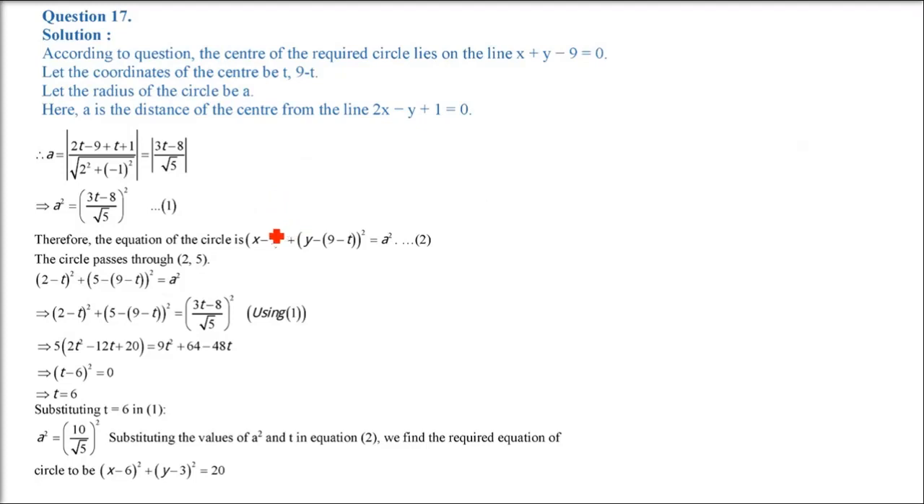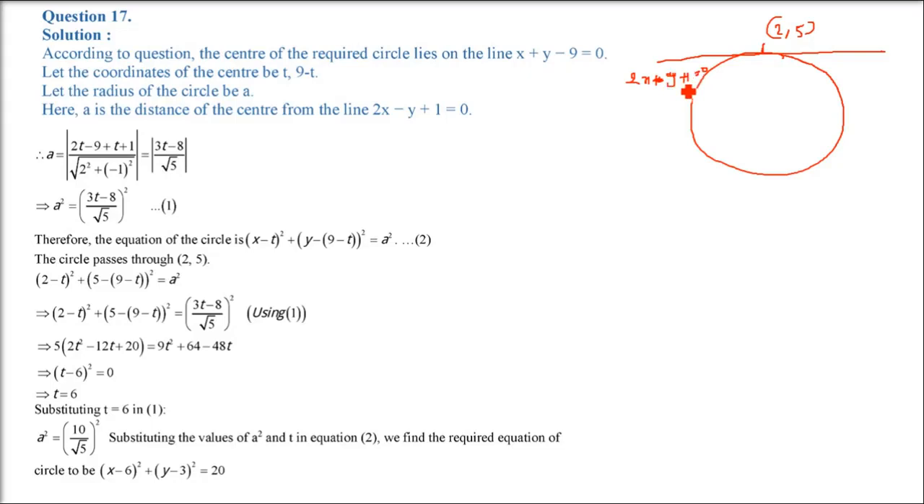Now, if the line 2x minus y plus 1 equals 0 touches the circle at the point 2, 5, and the center of the circle lies on the line x plus y minus 9 equals 0, find the equation of the circle. So there is a circle and there is a line which touches. I'm just giving you an idea. This line is touching at 2, 5 and the line equation is also given: 2x minus y plus 1 equals 0. This is our first condition.